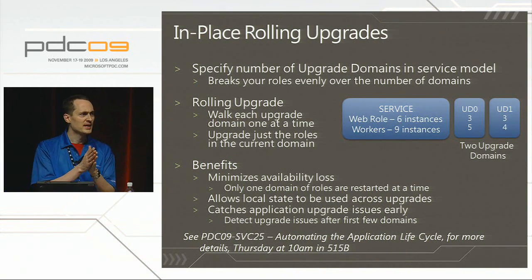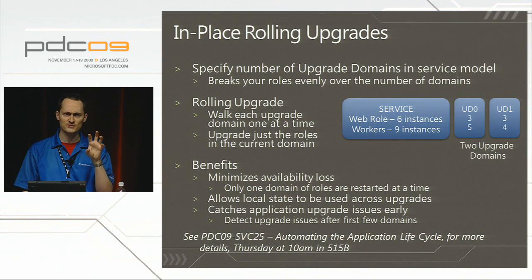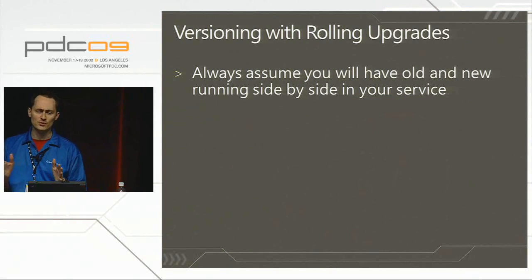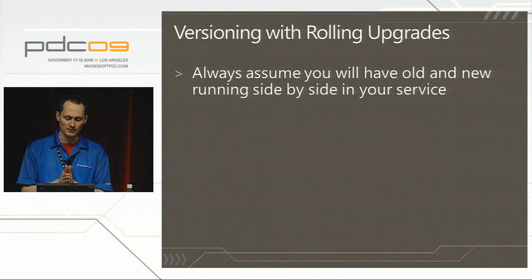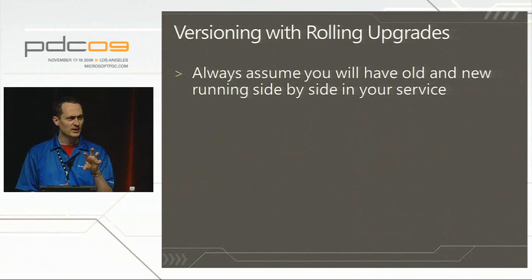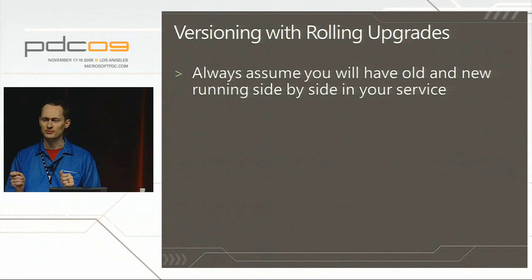Okay, so now we understand how in-place rolling upgrades work. I want to go through 2 examples of using this for upgrading versioning. Now, when you're using rolling upgrade, you have to keep one thing in mind. Probably more than one, but one very important thing. You always want to make sure that you understand you have the old version of the service running side by side with the new version of the service while doing your rolling upgrade.